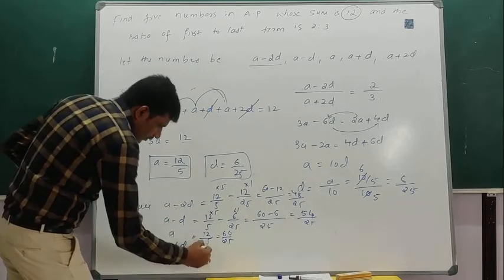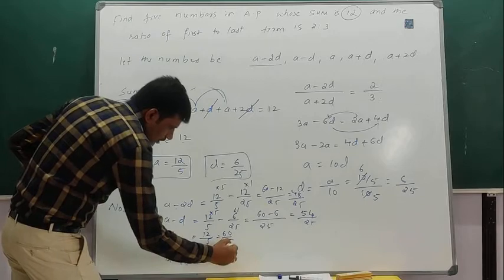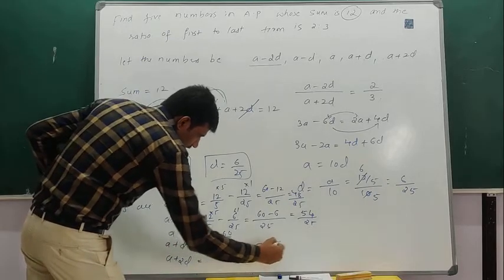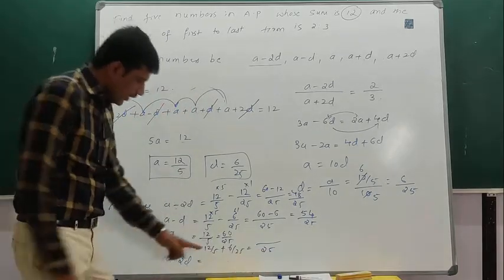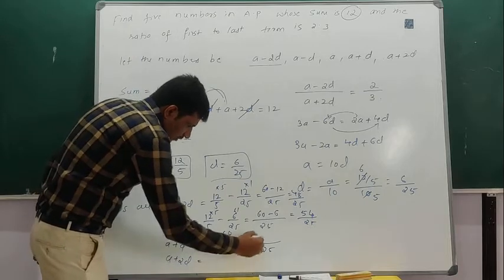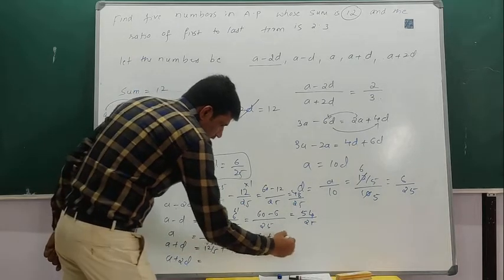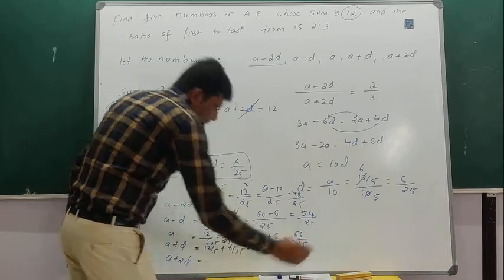A plus d, what is the a value? 12 by 5 plus d. What is the d value? 6 by 25. What is the LCM? LCM will be 25. Here multiply by 5. 12 fives are 60 plus 6. How much is it? 66 by 25.